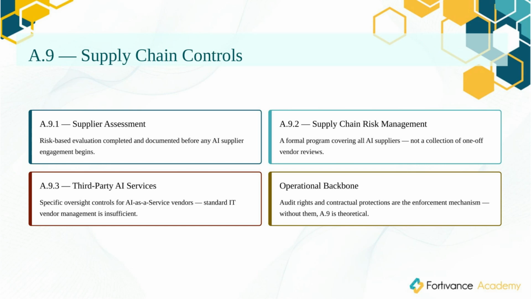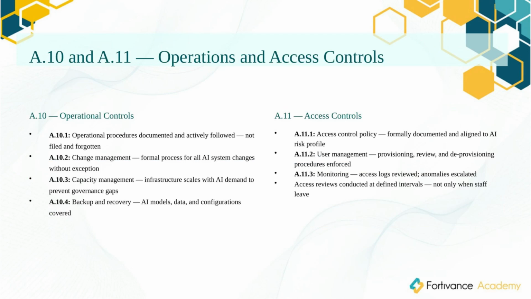A.9.3 specifically covers third-party AI services, the SaaS, API, and platform services through which AI capability is consumed. The evidence for A.9.3 includes your inventory of third-party AI services, the controls applied to each service, and the contractual protections in place. A.10 covers 4 operational controls. A.10.1 requires documented operational procedures, the work instructions that staff follow when operating AI systems. Evidence: the procedures themselves, evidence of distribution, and records showing they are being followed in practice.